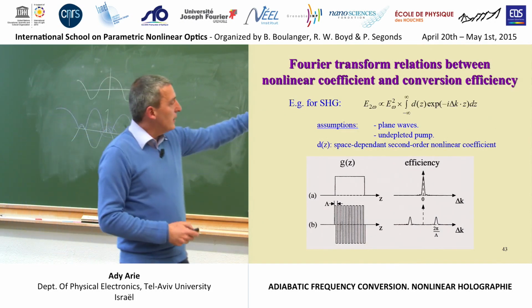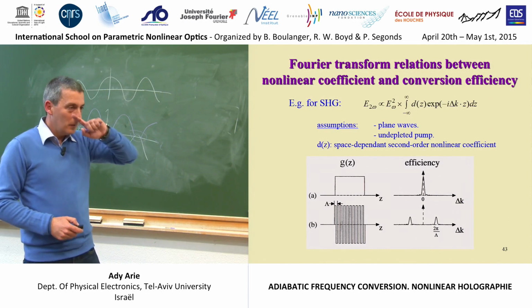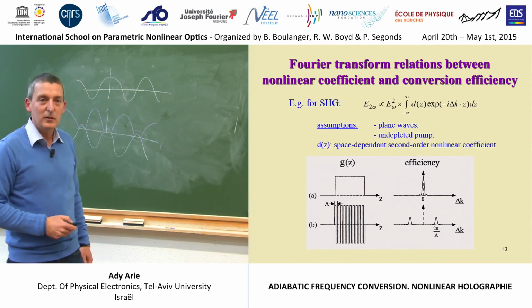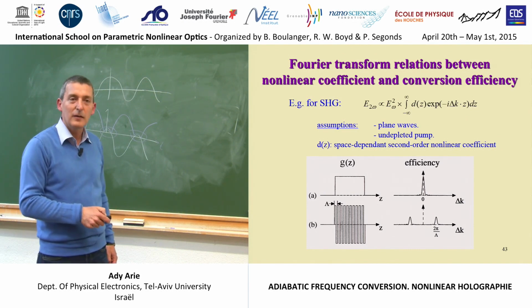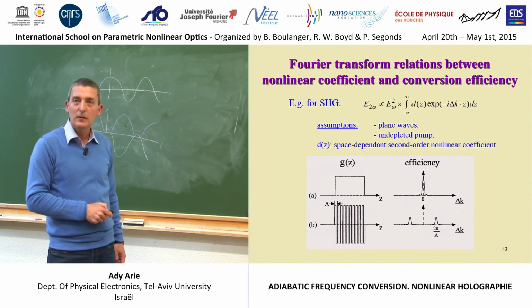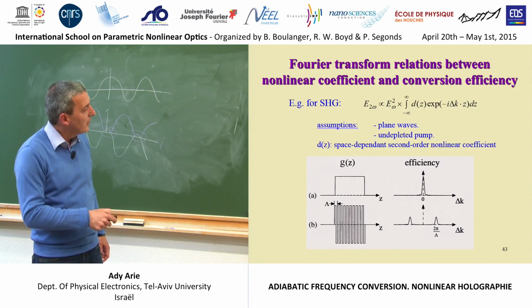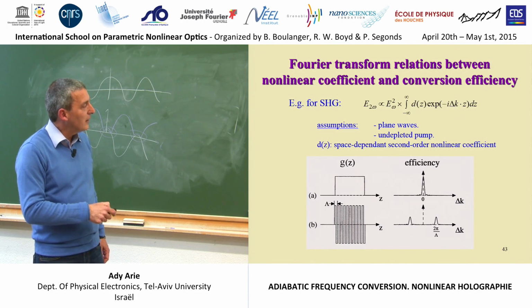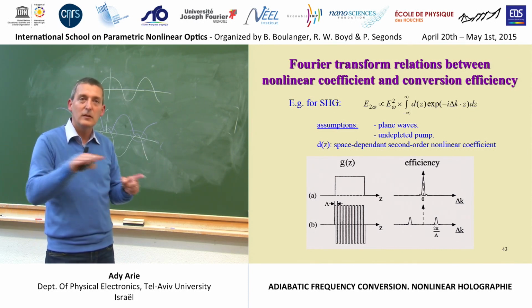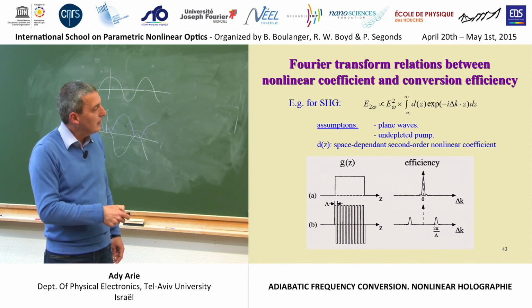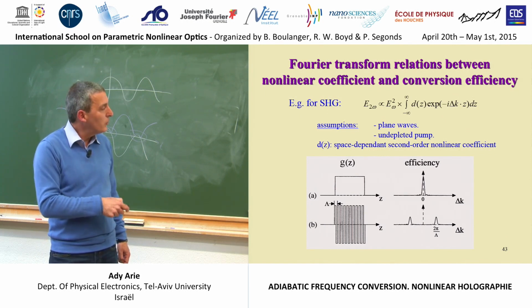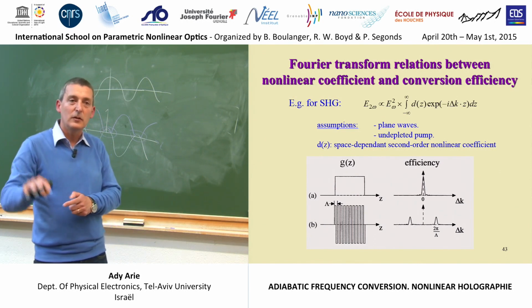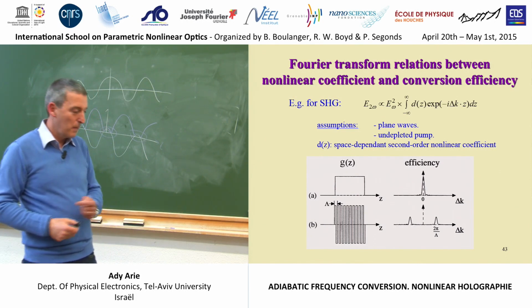Now, this is what I said before: there is this Fourier transform relation between the nonlinearity as a function of space and the efficiency as a function of delta k. If we have a homogeneous crystal with a fixed nonlinearity, then the efficiency is just a sinc of delta k L divided by 2. If it's QPM, it's the same, only this sinc is shifted to a new spatial frequency.